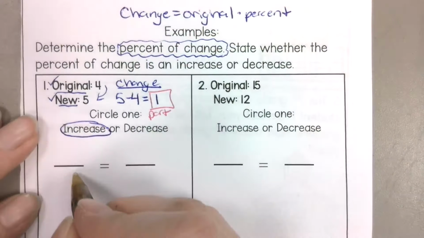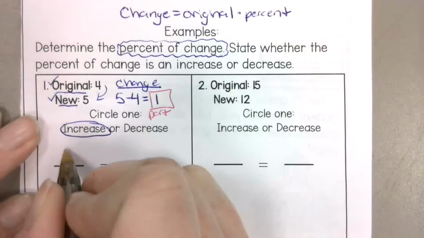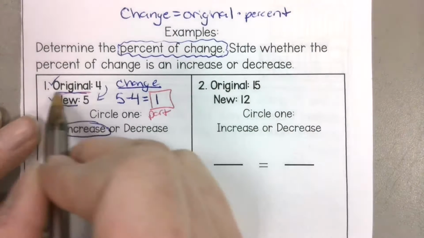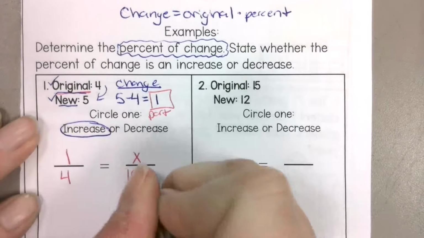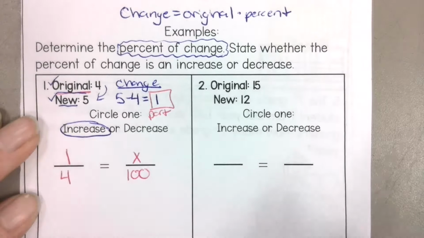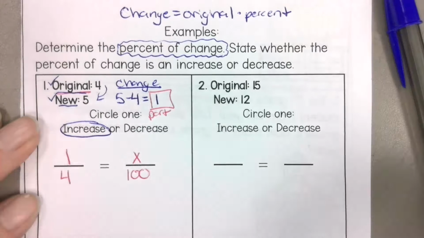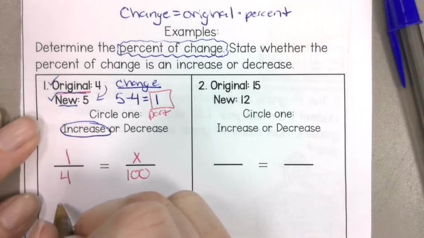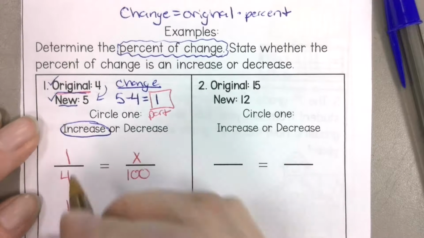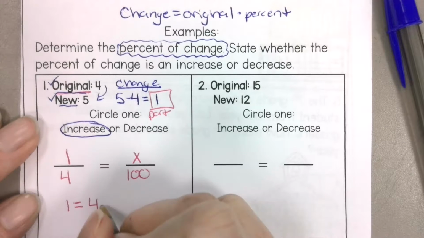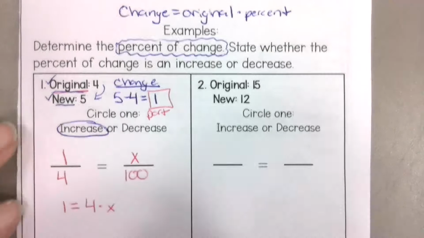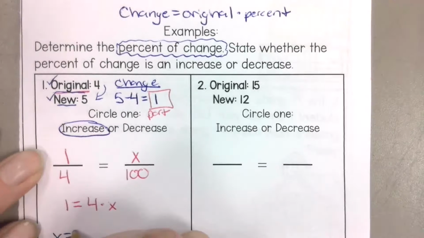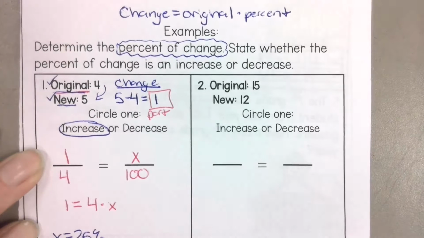When we fill in our proportion, we have our part, or change, which is 1, over the original, which is 4, equals percent, which is x because we don't know it, over 100. If you're setting up the equation, you would have your part, or change, which is 1, equals your original, or 4, times your unknown percent of x. When you solve both of these out, you should get x equal to 25%.